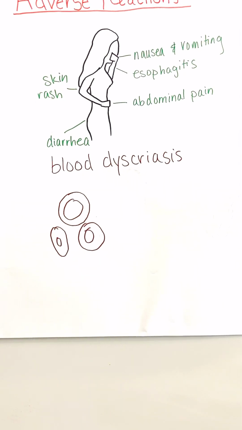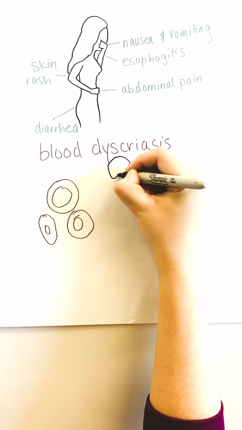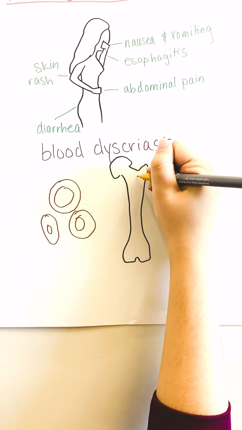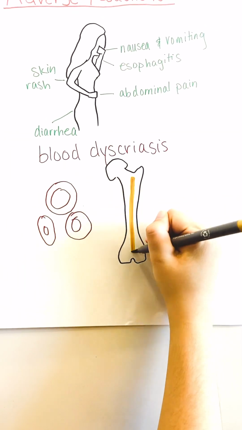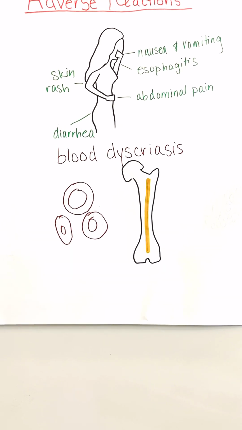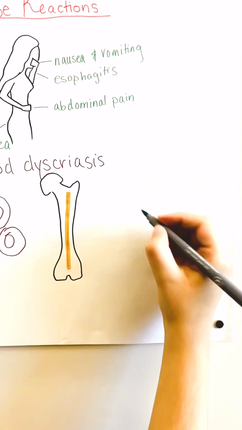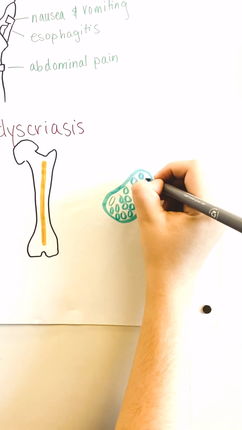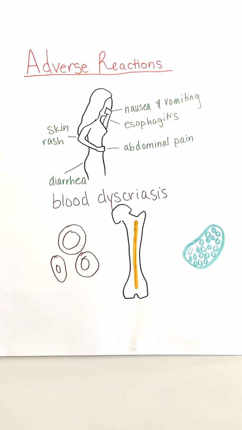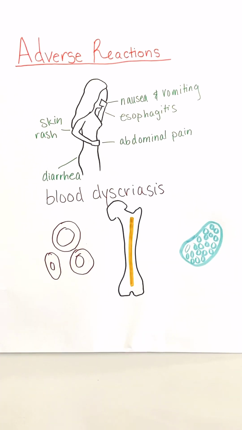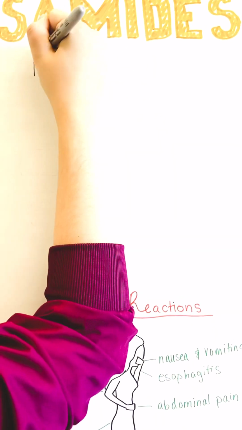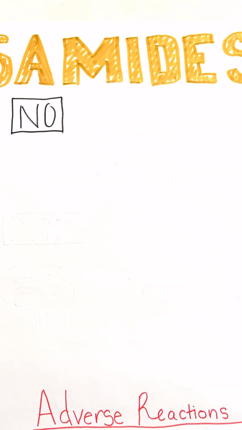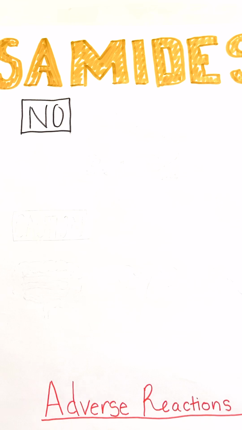blood dyscrasia, which is any issue that involves the blood, the bone marrow, or the lymphatic system. Draw a little lymph node over here. And sometimes the cause is not known of this blood dyscrasia.